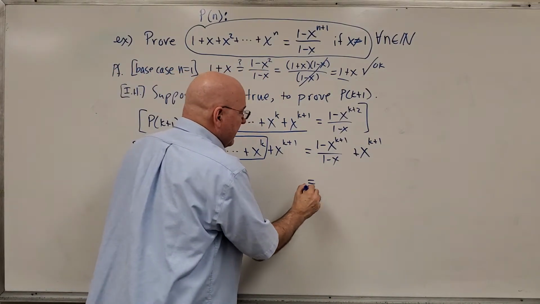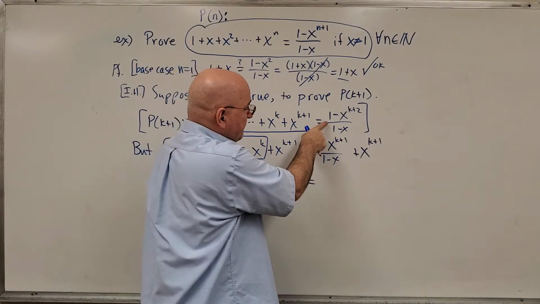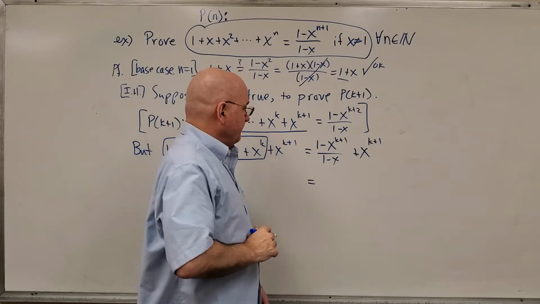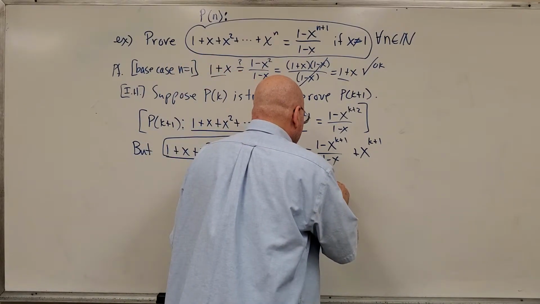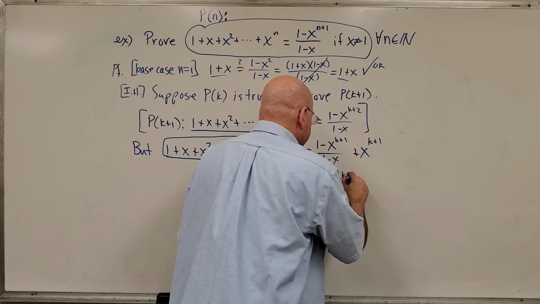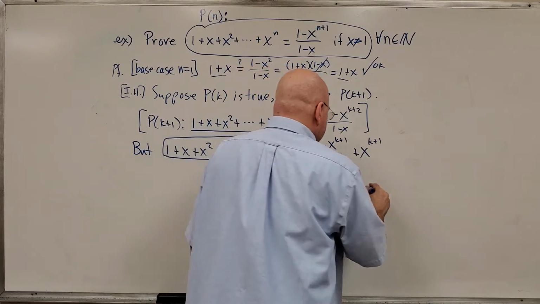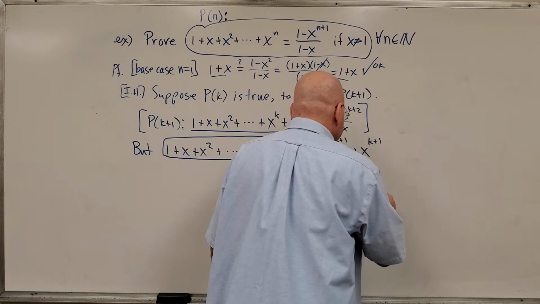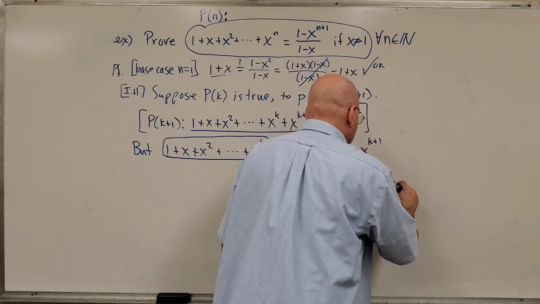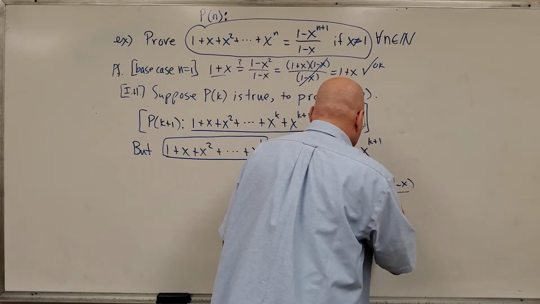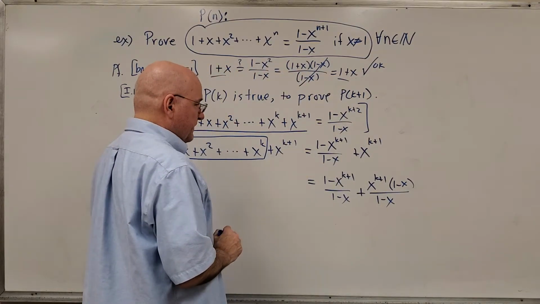We're going to do a little bit of algebra, and I know what we're going to end up with, unless I make an algebra mistake. We're going to end up with this, and that would complete the proof. So let's get a common denominator. 1 minus x to the k plus 1 over 1 minus x. This would be plus x to the k plus 1 times 1 minus x over 1 minus x. So now we have a common denominator.